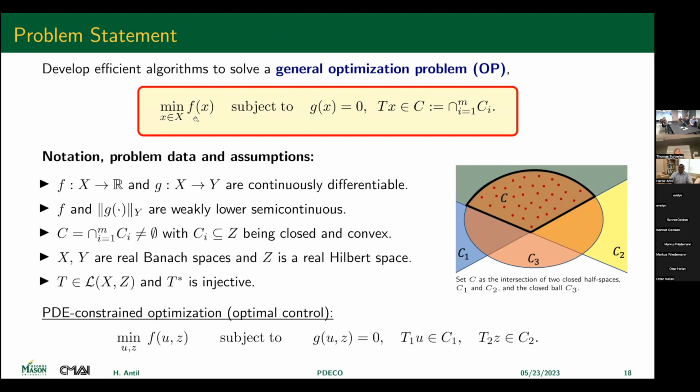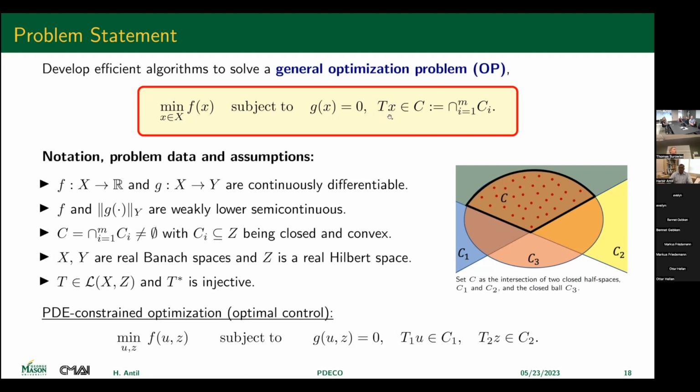We're trying to minimize f of x. This capital X could be a finite dimensional function space or an infinite dimensional function space, subject to some PDE constraints, g of x equals 0. And then we have additional inequality constraints. There could be a number of these constraints on different components of x, for instance. We need certain properties on f and g. We need them to be continuously Fréchet differentiable, for example. There are some other technical assumptions that we need in order to be able to guarantee convergence of stationary points later on.